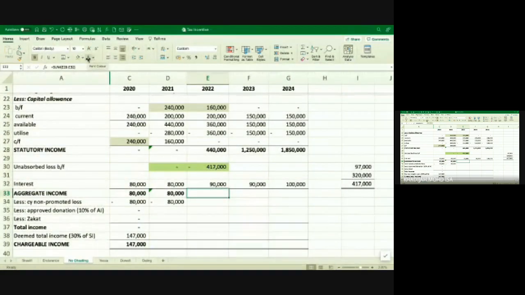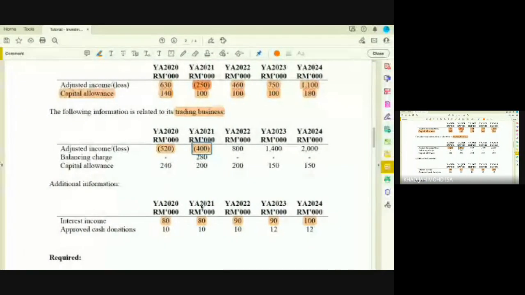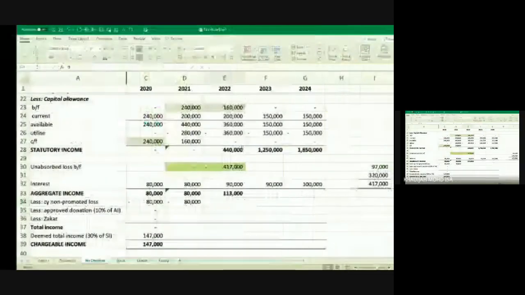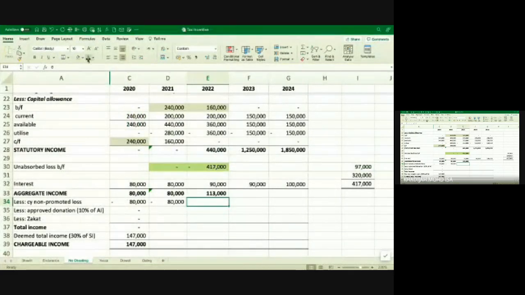Aggregate income will be 440 minus 417 plus 90,000. So you should have 113 as your aggregate income. Do you have any more current year non-promoted loss? For 2022, you don't have any current year loss because you're making a profit. So that one is 0. Right? Can you deduct your donation now?